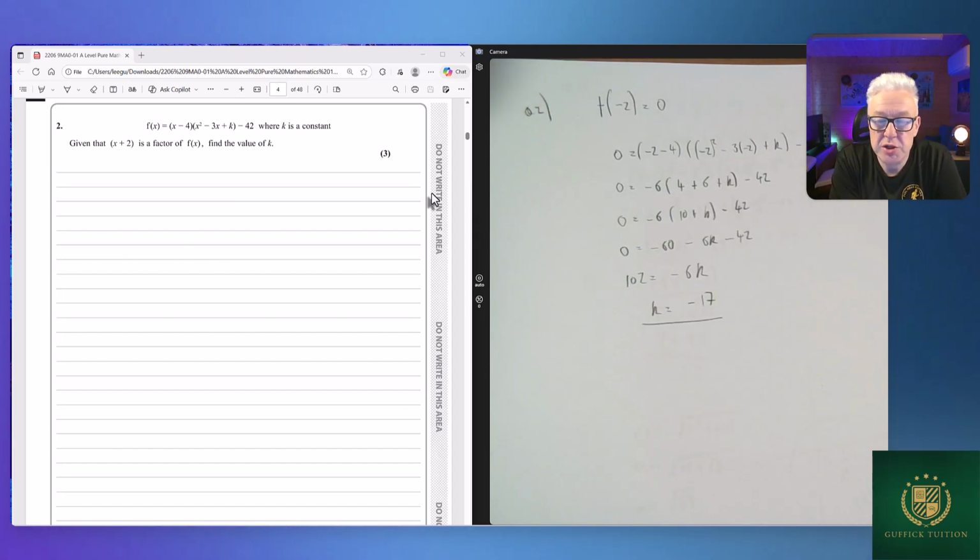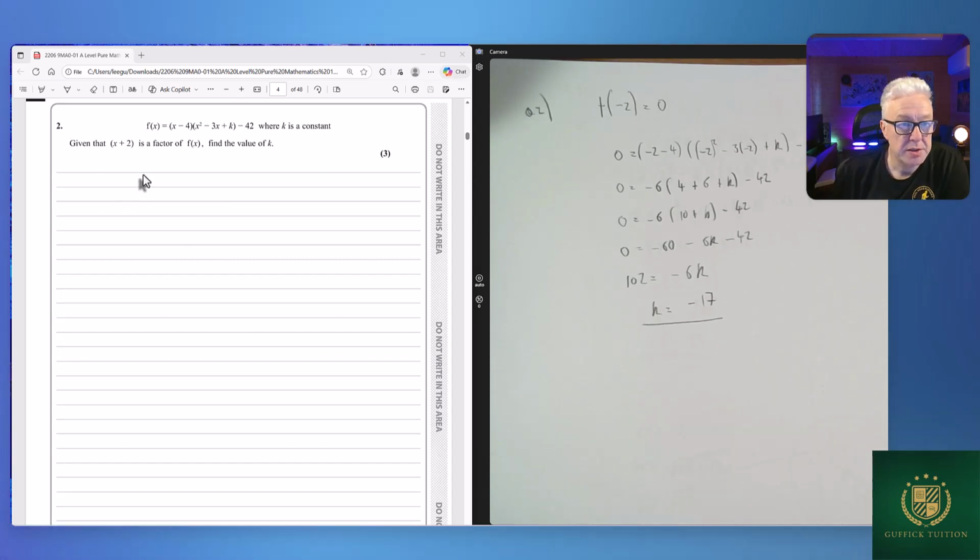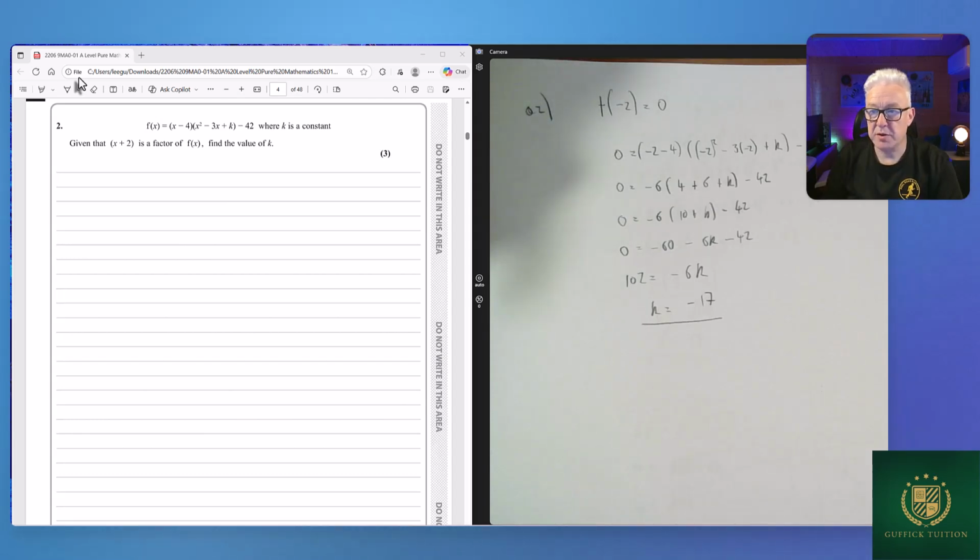Hi everyone, this is question 2 on paper 1 from 2022 for Edexcel, and we've got a factor theorem question. So what does it say? It says f of x is equal to (x minus 4)(x squared minus 3x add k) minus 42, where k is a constant. Given that x add 2 is a factor, find the value of k. So super nice question here.